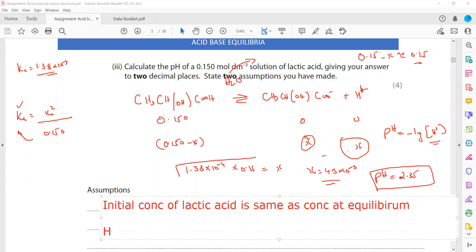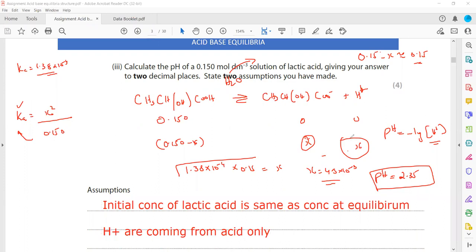Because sometimes what happens, the water molecule might also lose a proton, or hydrogen ion, in the solution, but hydrogen ions are coming from acid only. Is it clear? That's why we assume that both have the same value, X, otherwise practically it won't be the same. Theoretically, yes, it will be the same because of our assumption.